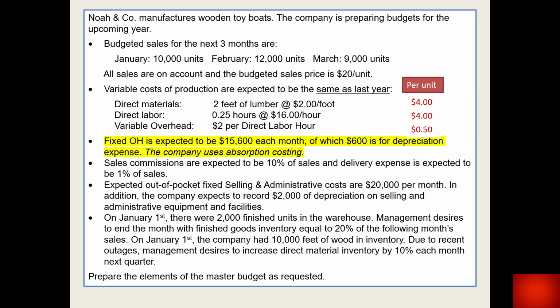Now turning our focus to fixed overhead, we're given that fixed overhead is expected to be $15,600 each month, and we're told $600 of that is for depreciation. Now recognize that the way that Noah and company came up with the $15,600 is they listed out each of their fixed overhead costs, such as factory rent, factory insurance. We're only told which part is depreciation. While depreciation is an overhead cost, it is not a cash type expense, so that will play in when we go to convert the total overhead to the cash paid for overhead.